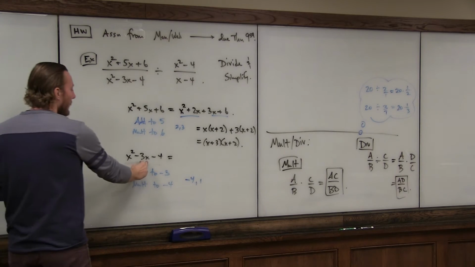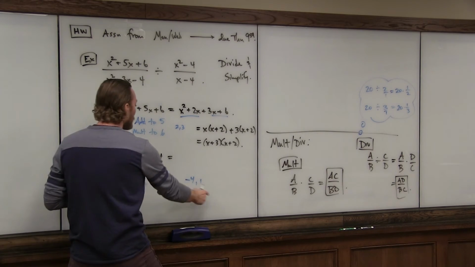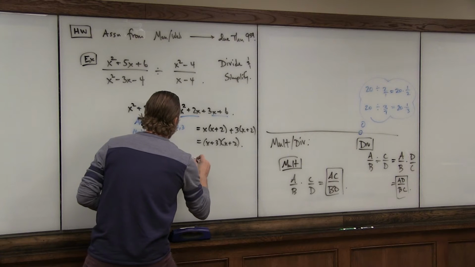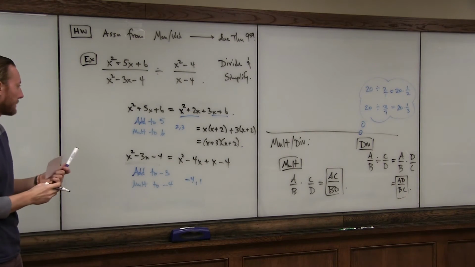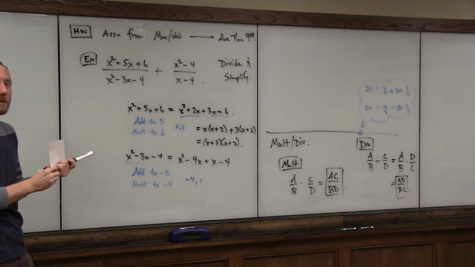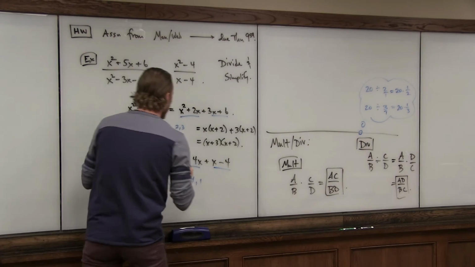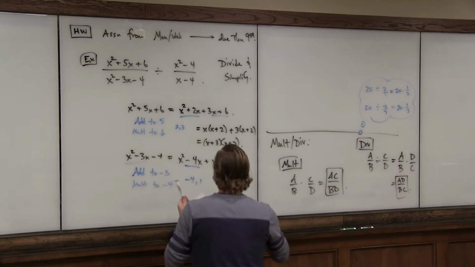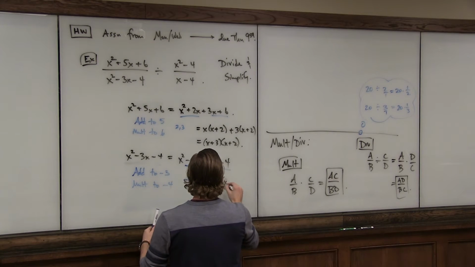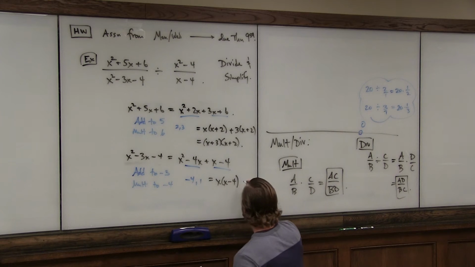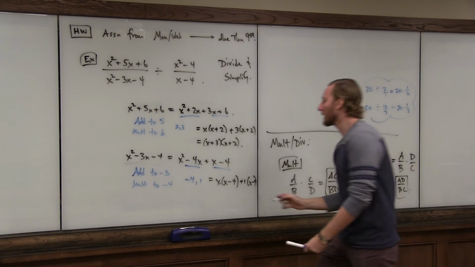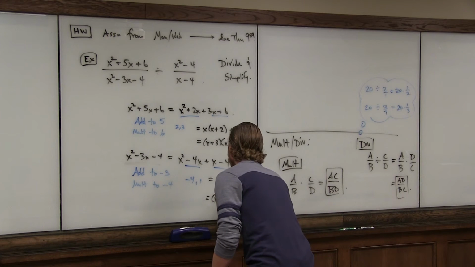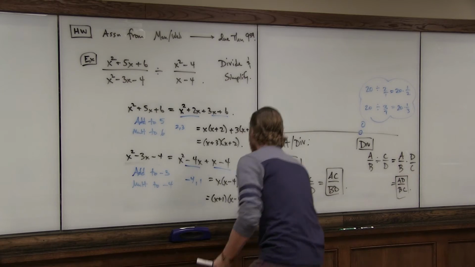Rewriting the middle term as a pair of terms using these 2 numbers, we can go x squared minus 4x plus x minus 4. With 4 terms now, we can factor by grouping 2 at a time. The first 2 terms have an x in common. The last 2 terms have only a 1 in common. Both now have an x minus 4 in common, and we get x plus 1, x minus 4.